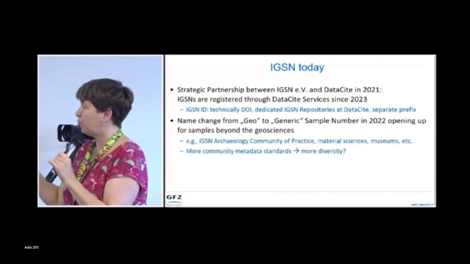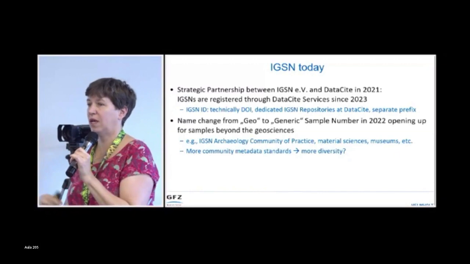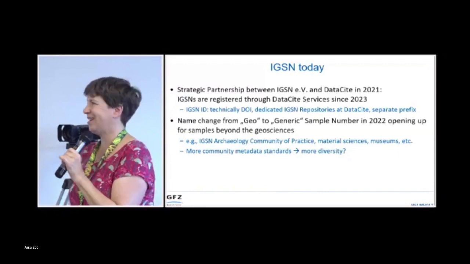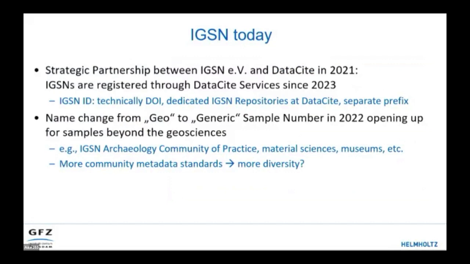We did a name change from geo to generic, because whenever we introduced IGSN, we had many neighboring disciplines who said, oh, that's an interesting concept, but we are not geo, we are life sciences, we are photon and neutron sciences, we are archaeology, we are not strictly geo. So we had many discussions in the steering groups, and then we decided to definitely keep the acronym IGSN, but change the geo to generic to be really more open and to make it visible in our name.